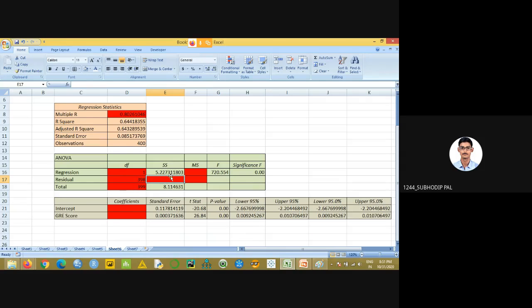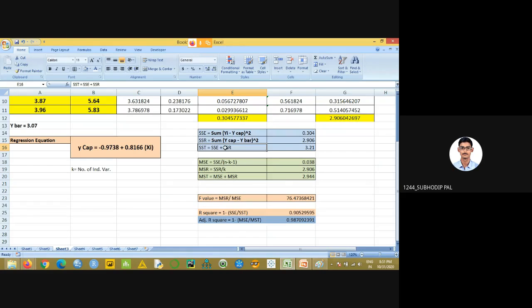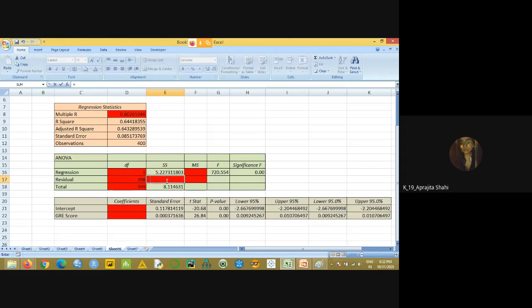I know SSR and SST. Look at this formula. How do we find SSE? SST minus SSR, right? By summing these two, I'll be getting the total, that is what my logic is. So I know the total and the value of SSR. So SSE can be calculated as total minus SSR.